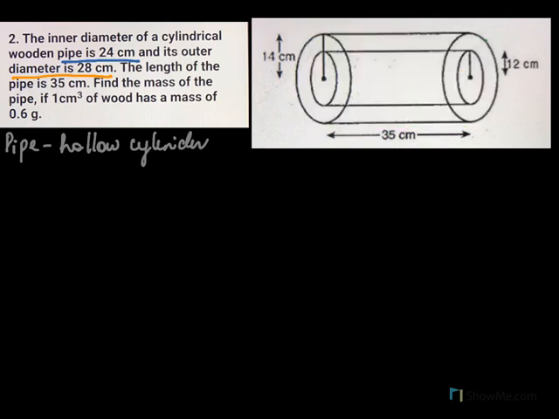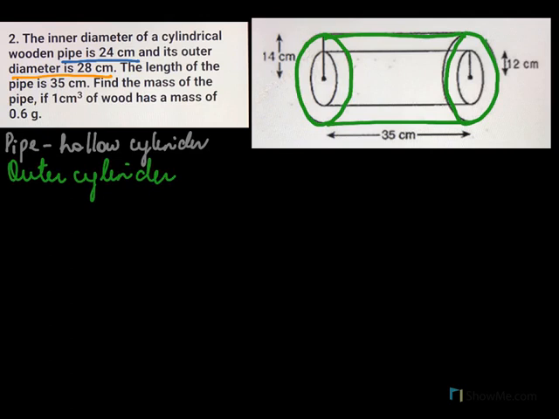So let's go ahead with the sum. If we examine the sum again, we will shade the outer cylinder. Let's find the volume of the outer cylinder. This green is our outer cylinder. So we'll write outer cylinder. For the outer cylinder, the diameter is given as 28. So we write a capital D, 28 centimeters. So the radius will be 14 centimeters, the outer radius.